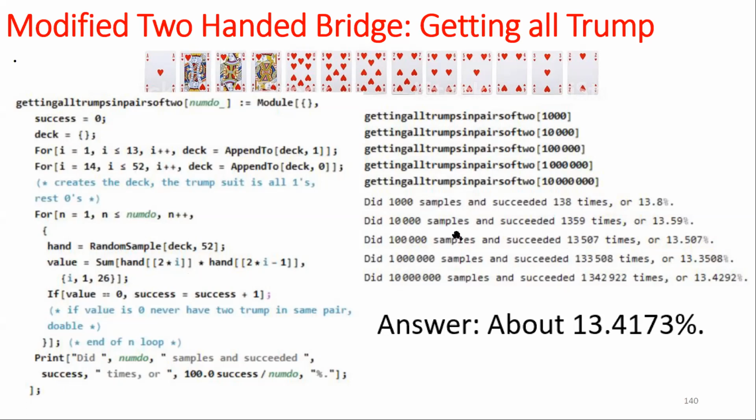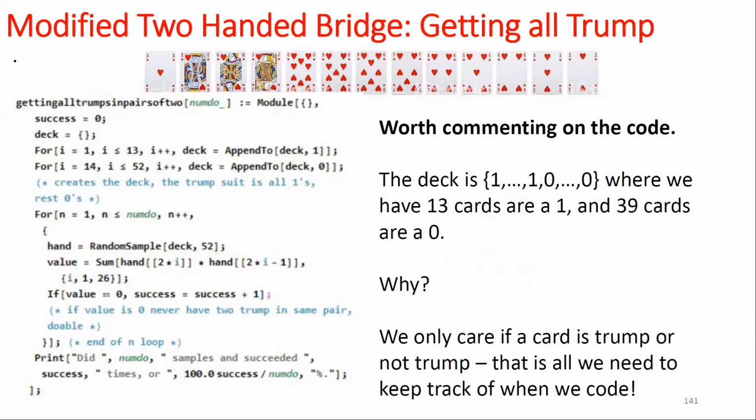And I ran it 1,000, 10,000, 100,000, a million, 10 million times. And you can see the percent is pretty close to the 13.41. I'm getting 13.42. Okay. And so over here, just a little bit of a comment about the code, which I just mentioned. This is just to make it more efficient. Do I really care what the value is of a card if it's not a heart? No. And for a card, do I care only is it a heart or non-heart? Yeah, that's why I can write such a simple code. I don't need to keep track of other things.